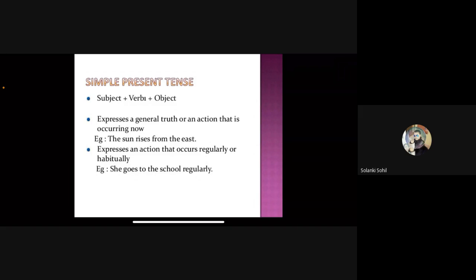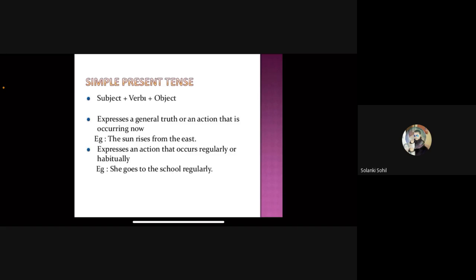So subject verb object, SVO, that you already know. But it is written verb one, means the first form of the verb. Remember that. It shows general truth. That action that is occurring now or general truth. The sun rises from the east. It is universal truth. It will never change. The sun rises in the east. The sun sets in the west.